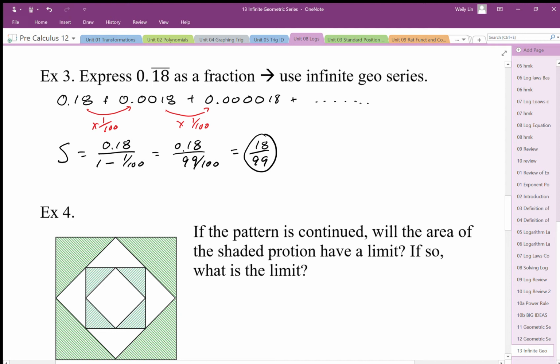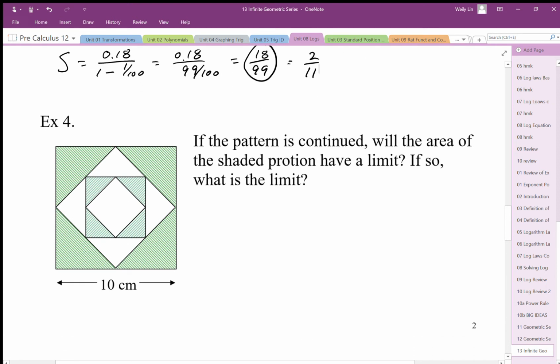You can try that on your calculator if you want to simplify this fraction as well. This does simplify to 2 over 11. There's a common factor of 9. So testing this on my calculator, I go 2 divided by 11. Yep, that's my 0.18 repeating decimal. And I can show that by plugging it into my infinite series formula, because this is an infinite series, and I know the a value and I know the r value, so I can just plug that in.